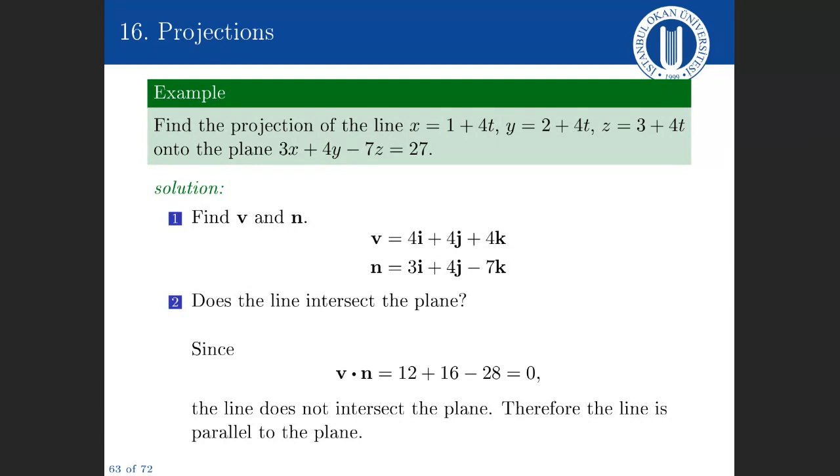Another example. Find the projection of this line onto this plane. As before, step one, write down V and N, and then answer the question, does the line intersect the plane? We calculate V dot N, and we find that the answer is zero. This tells us that the line does not intersect the plane. Instead, the line is parallel to the plane. So now we know that we're in case two.